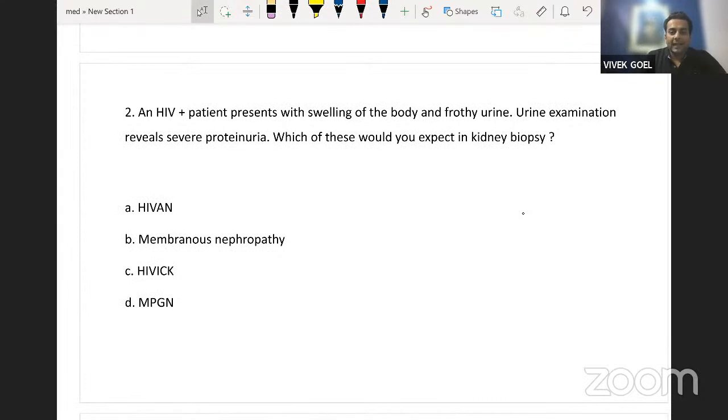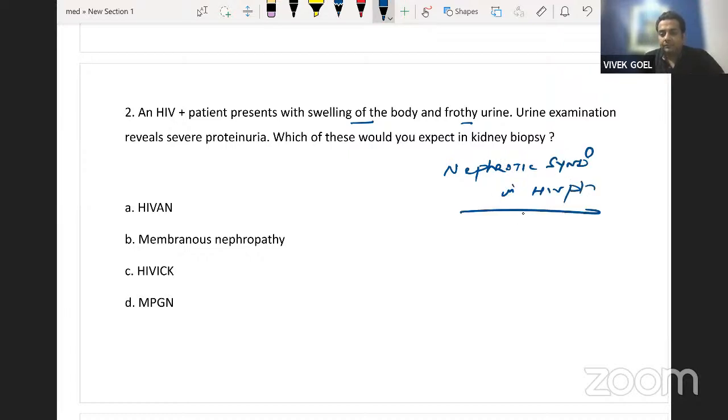Now, again, a very important but basic question came from HIV and nephrology. That is, an HIV positive patient presented with swelling of the body and frothy urination. The urine examination reveals severe proteinuria. Some of them even told me that the patient also had hypoalbuminemia. So basically, you were asked, what is the most common cause of nephrotic syndrome in an HIV patient?